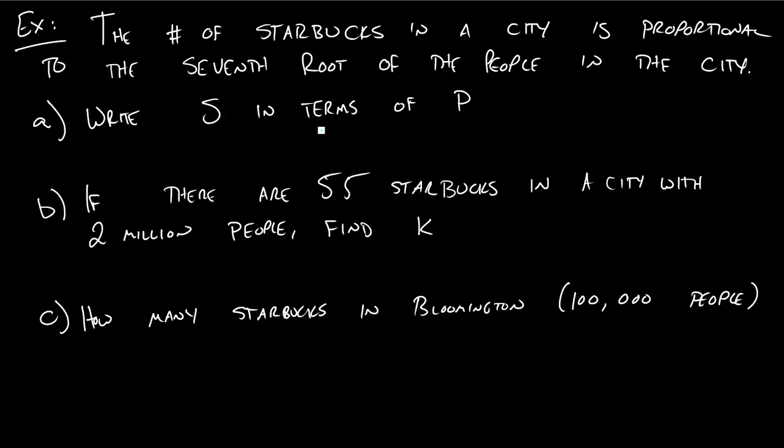Right? And so what we want is S is equal to, so it's proportional to the seventh root of the people in the city. All right, so the people in the city, we want to take this to the seventh root. That's what that's saying, it's to the 1 over 7 power. And it's proportional, so we have a k out here. Right? And that's all this first problem is asking for. Just get the form of your equation down.